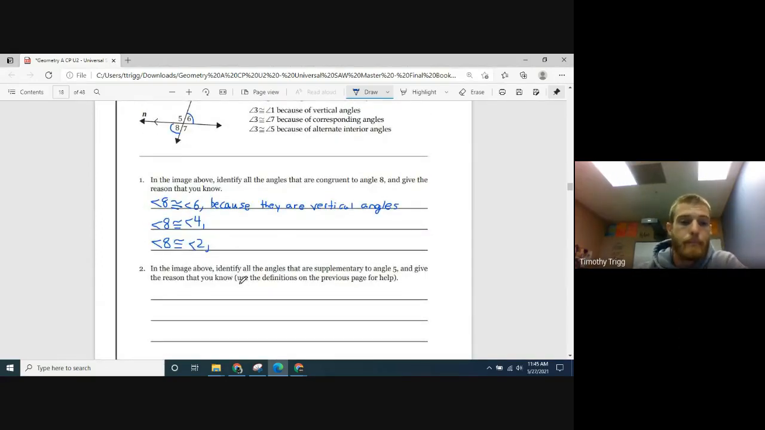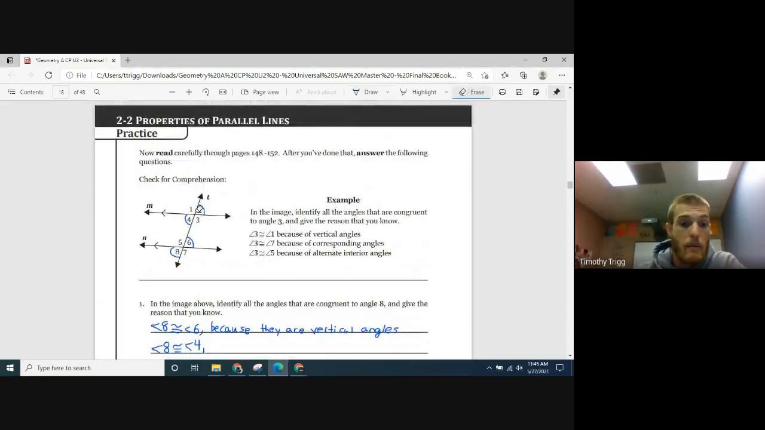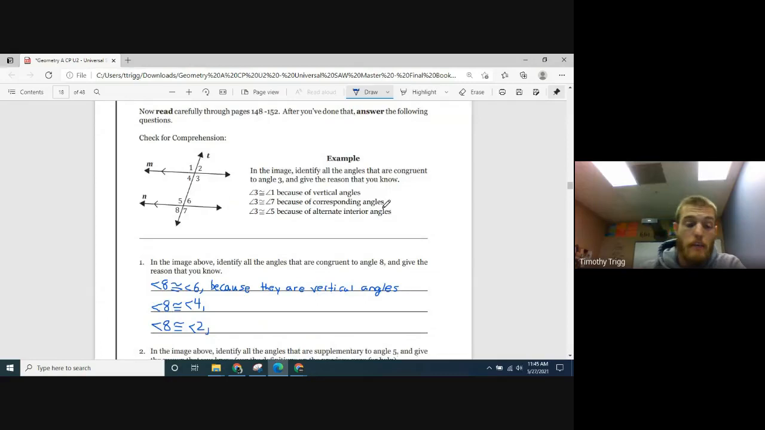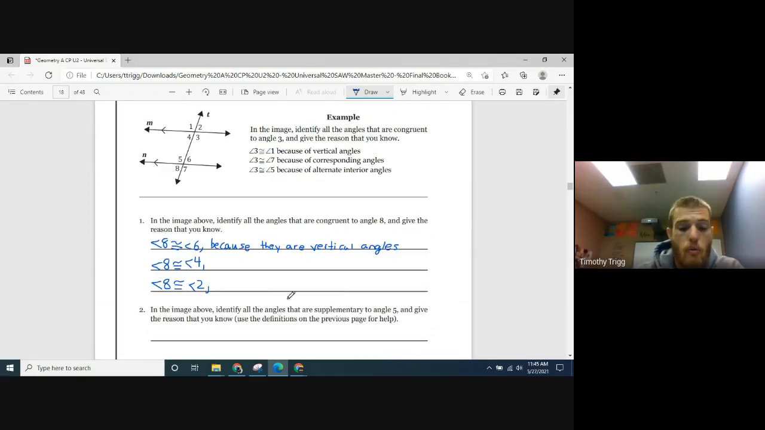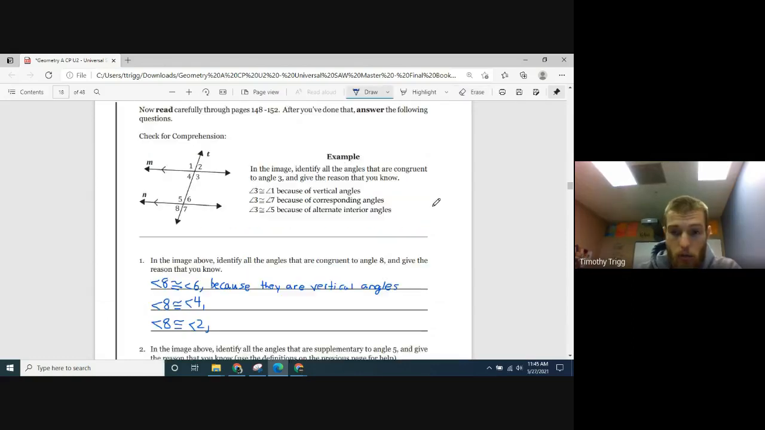Okay. Now we got to talk about something else. I know I'm going over a lot of material here, but just bear with me. In the image above, identify all angles that are supplementary to angle 5 and give the reason that you know. Use definitions on the previous page for help. So here we're going to talk about supplementary angles. Now, what does that mean? We're not talking about congruent angles. We're talking about supplementary angles.